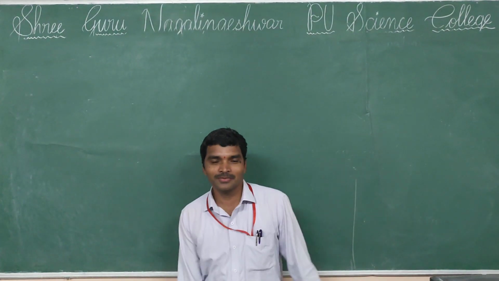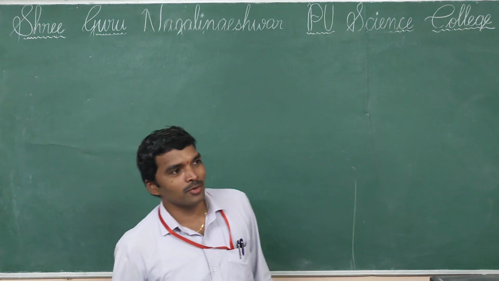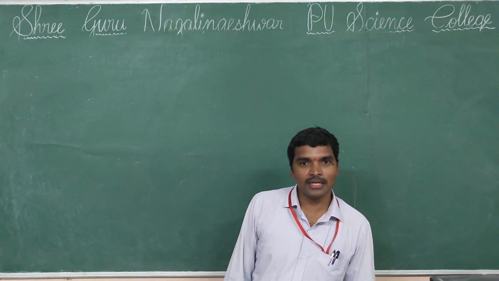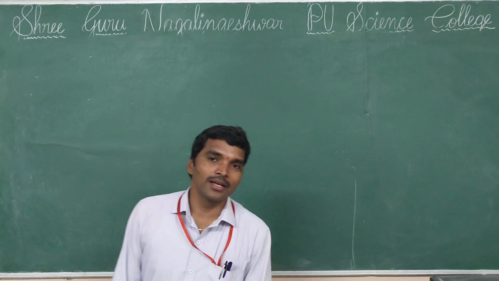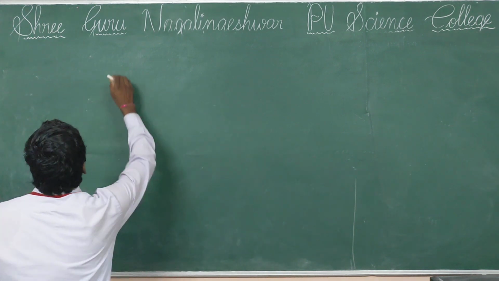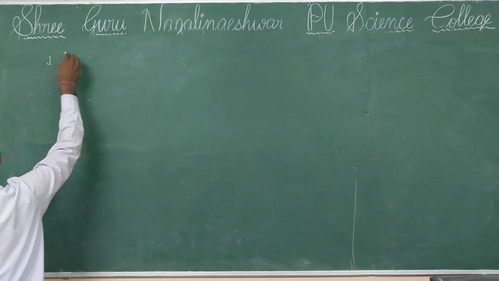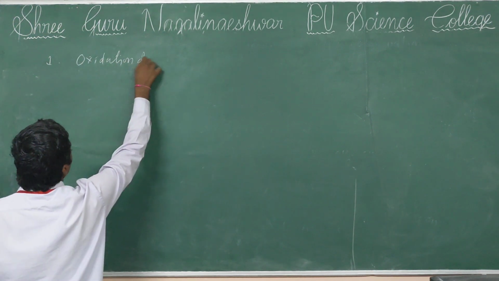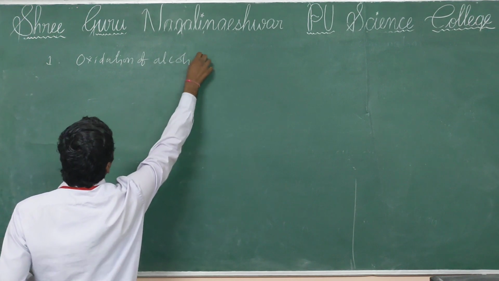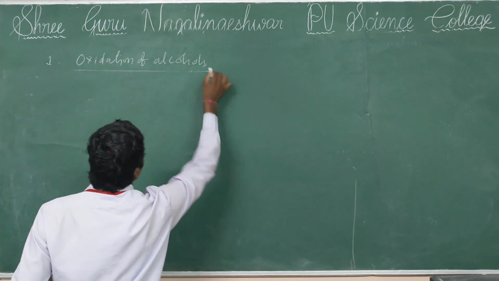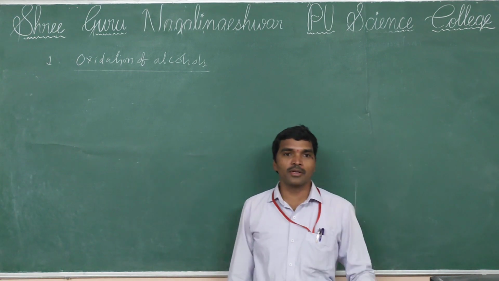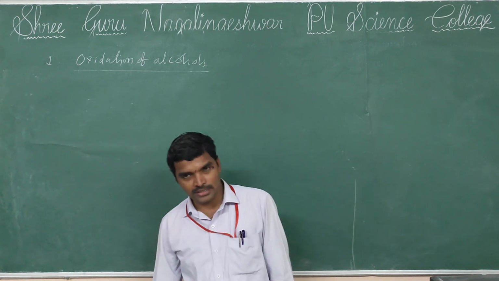Hello, good morning everyone. Today, let us discuss the preparation of carboxylic acids. First one: oxidation of alcohols. Alcohols undergo oxidation, forming carboxylic acid directly.